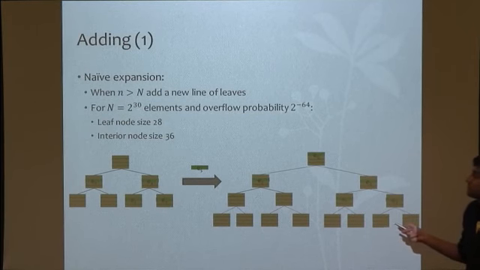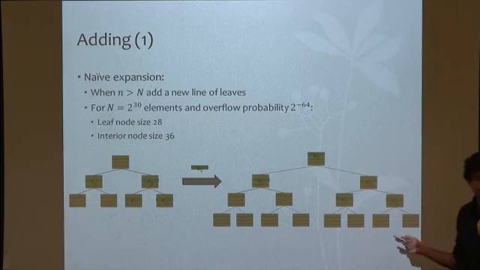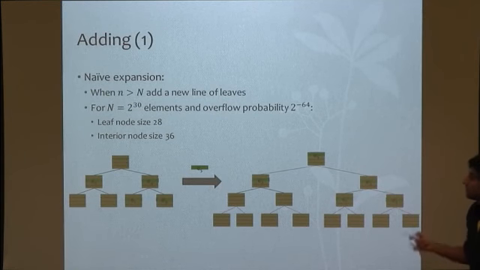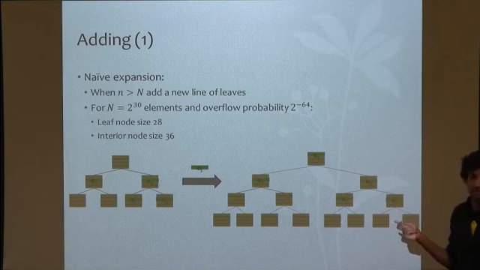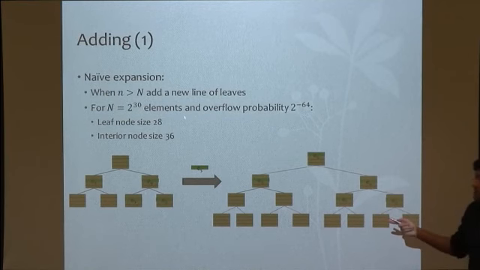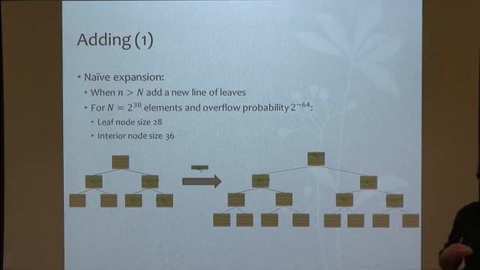If you have 2 to the power 30 elements, and you fix the overflow probability to 2 to the power minus 64, the leaf node should be 28 blocks, and the interior node should be 36. Basically in the naive solution, every time you multiply the number of elements by 2 to the power 5, you should increase the leaf size by 1. So this is the rule. If you begin with an ORAM cloud storage of 1 giga, and you multiply the number of elements by 2 to the power 5, you should add 1 block for the new leaf node.